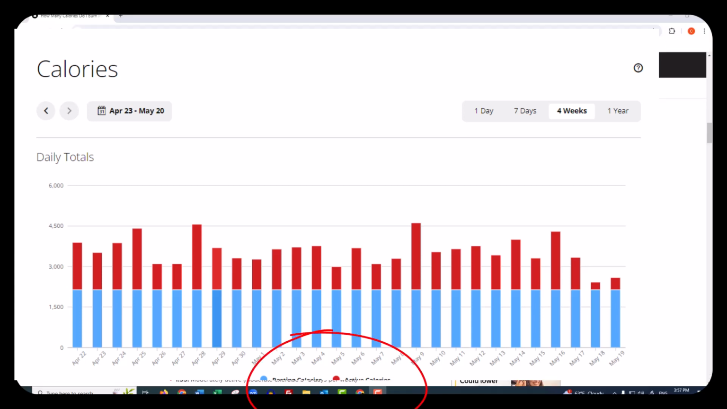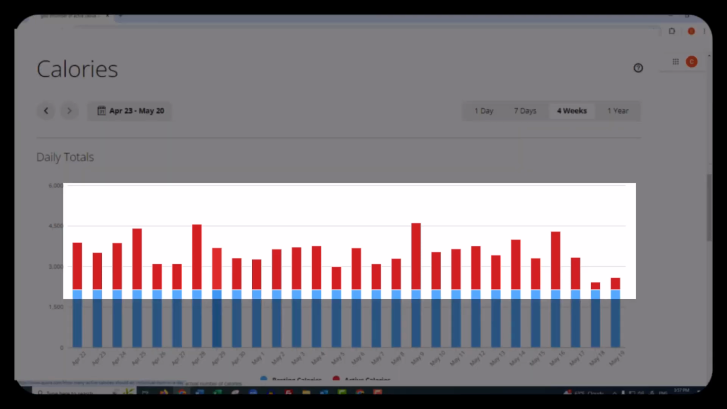The resting calories are pegged right around 2,000 or so. I'm assuming that might be the same thing as the 2,000 minimum calorie. I don't know how it's calculated. I have no idea where that 2,000 is. But what I'm interested in is the active calories.